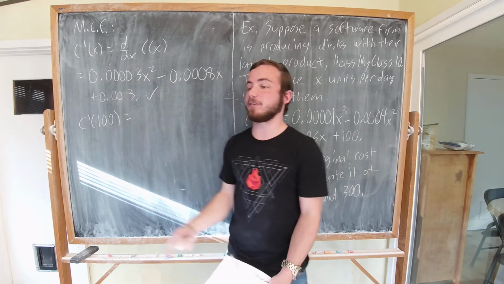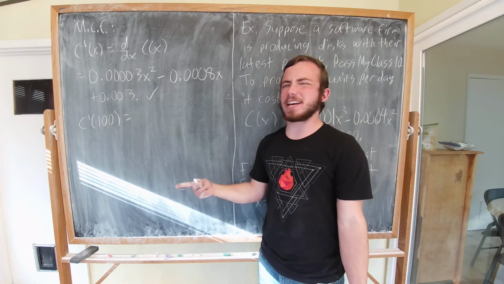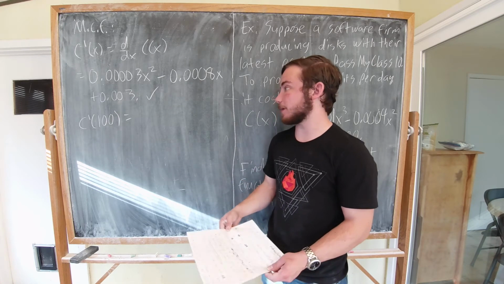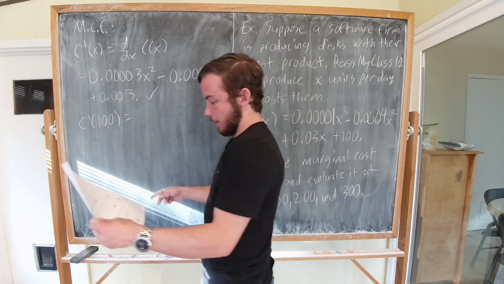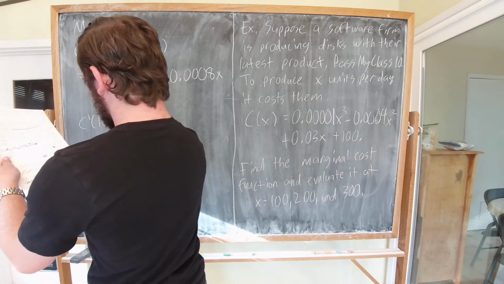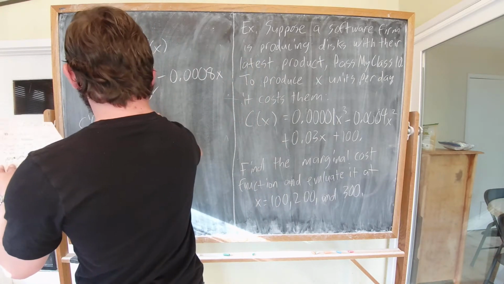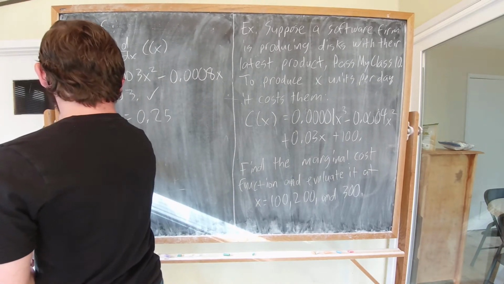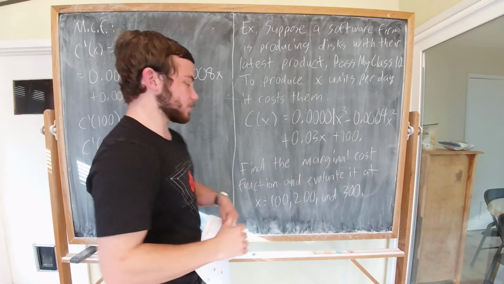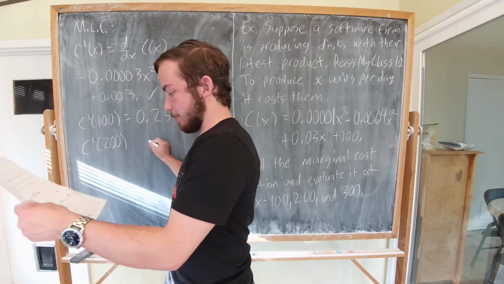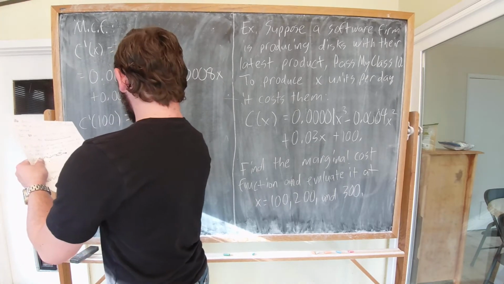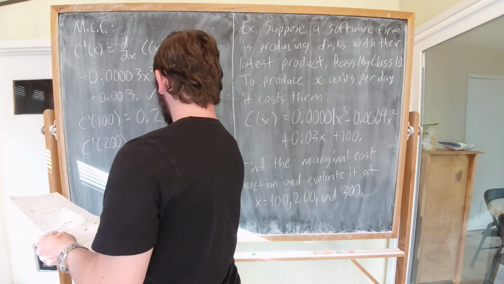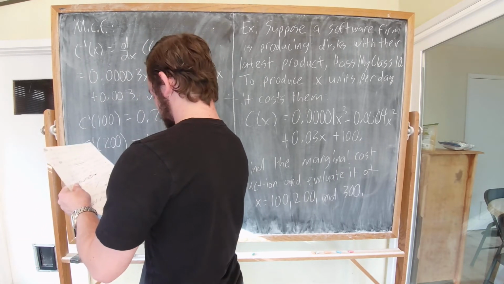Use a calculator for this. When I write stuff on the test, I will write it so a calculator will hopefully not be necessary. You'll still be allowed one, but you shouldn't need it. Okay, so C prime of 100, if you evaluate it, would give you 0.25. We need C prime of 200, right? That's what it means to evaluate at 200. And that would give us 1.07. And finally, we need C prime of 300.